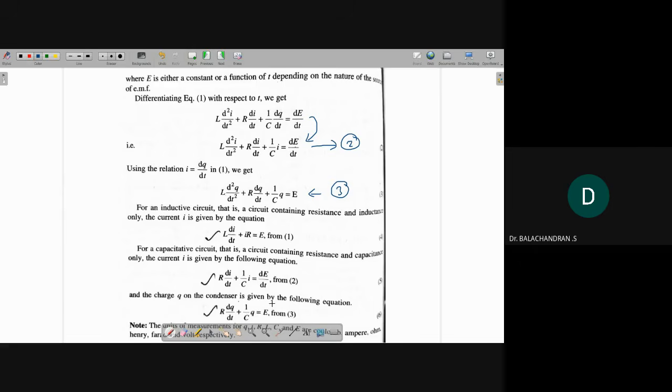Similarly, a circuit containing a capacitance and resistance. So from equation 3, you got R into dq by dt plus q by C equal to E. So you should remember these three results. Now we'll go to the problems.